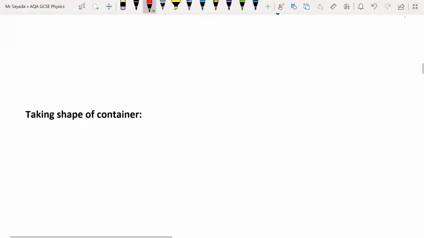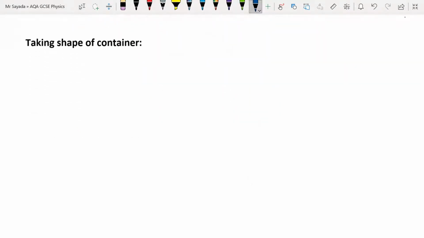Next property, taking the shape of the container. Which of solids, liquids, and gases take the shape of their container? Say your answer to the video now. You should have said liquids and gases. Solids can't. So liquids and gases can take the shape of the container. The reason why is the forces between particles in liquids and gases are weak, which means the particles are free to move around. Therefore, they can take the shape of any container.